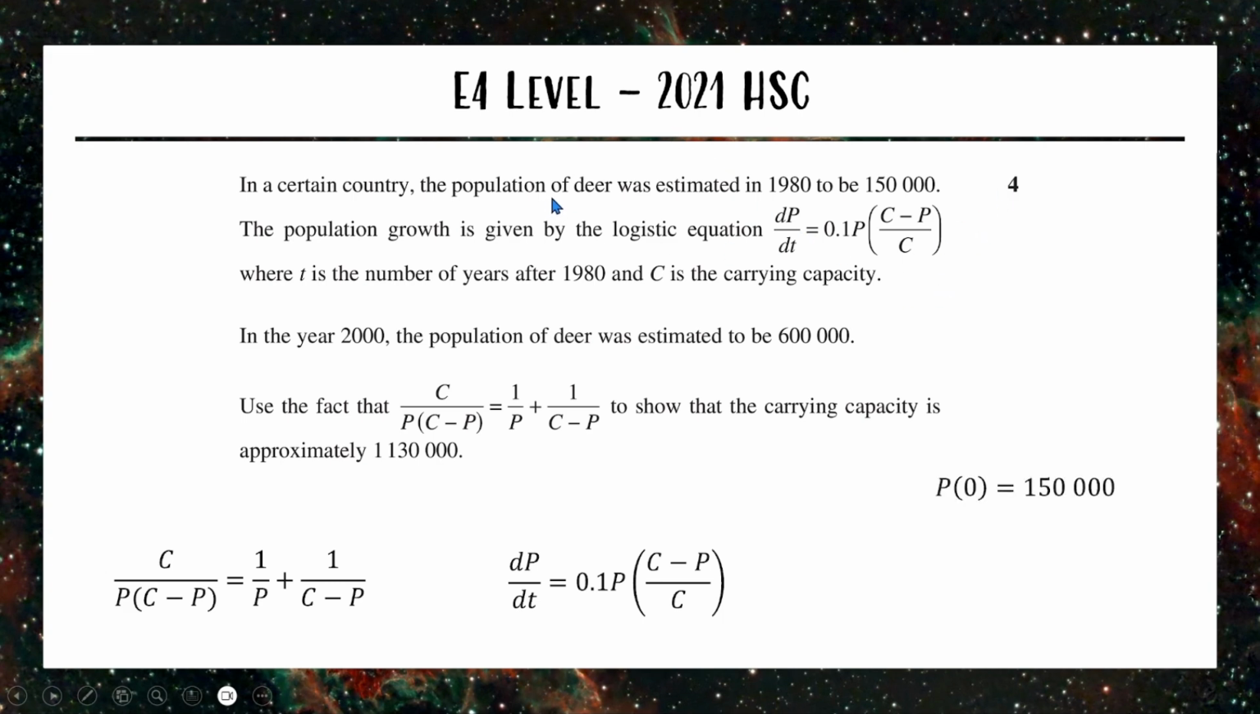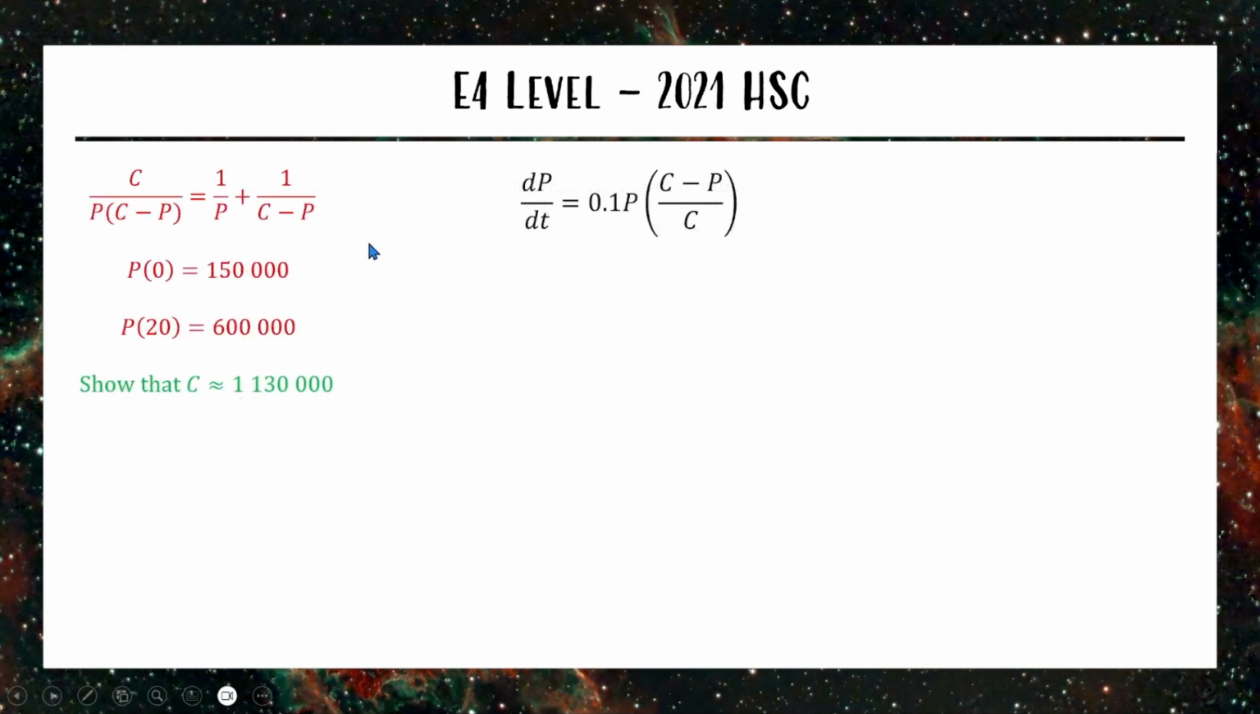We have the initial population in 1980 is 150,000, so we'll make a note of that. And then in 2000, which is 20 years later, the population was 600,000. Okay, we're going to try and show that C is approximately equal to 1.13 million. Let's quit yapping and start integrating. Here's our info, here's our equation, and let's try and get into it.